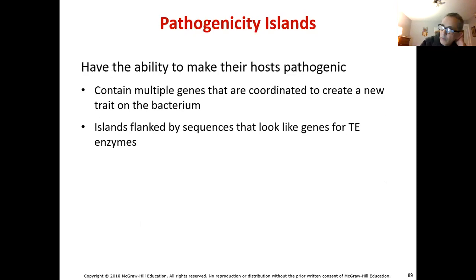You can have what are called pathogenicity islands. They have the ability to make their host pathogenic. They can contain multiple genes that are coordinated to create a new trait in the bacterium. These areas are flanked by sequences that look like transposable elements.